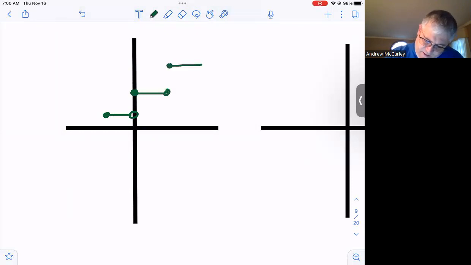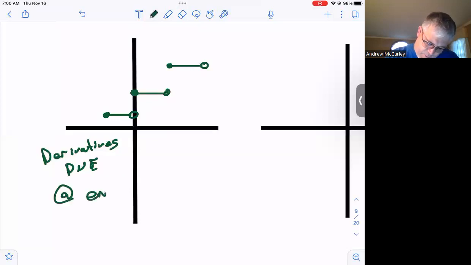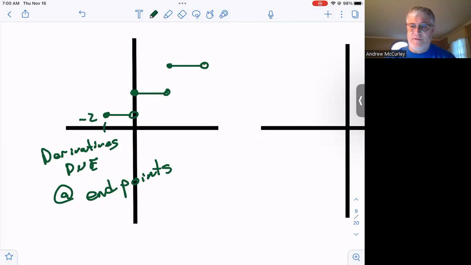All right, so it exists there. So the derivative here exists a lot, but it does not exist at endpoints. Derivatives do not exist at endpoints. So let's say this was -2. At -2, it's not continuous. The derivative does not exist there. Okay, obviously you can see it's not continuous.